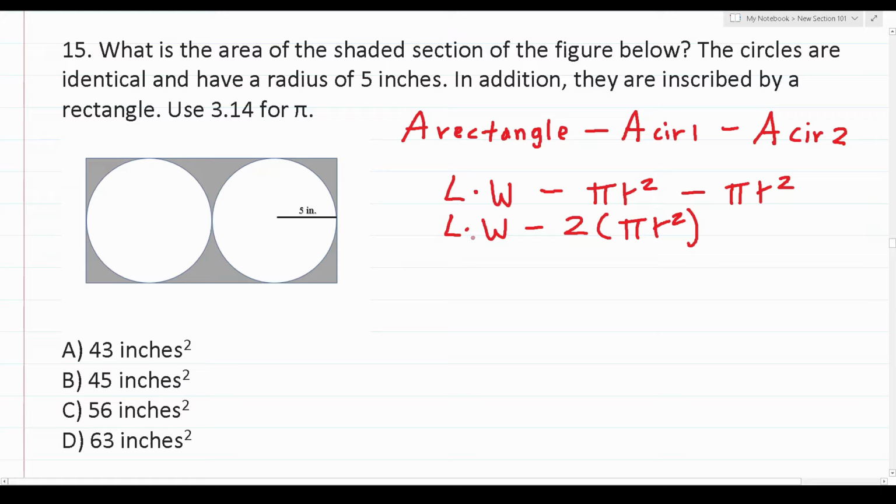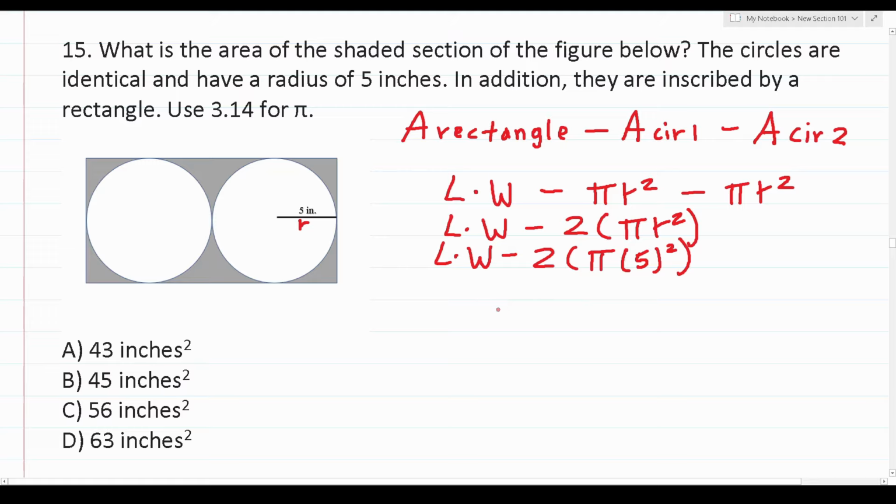That is, we have to figure out what the length of this rectangle is, as well as what the width of this rectangle is. But that said, we already know what the radius of this circle is. Again, the radius is right here. It's 5. So let's go ahead and plug that in. This becomes length times width minus 2 pi, and radius is 5, so that's going to be 5 squared.